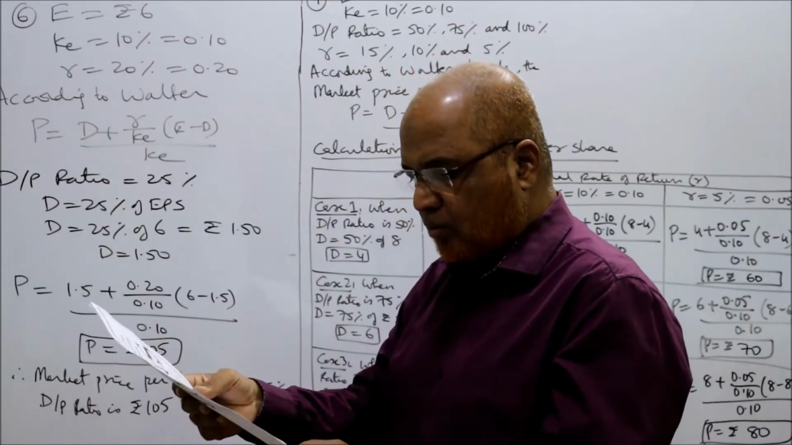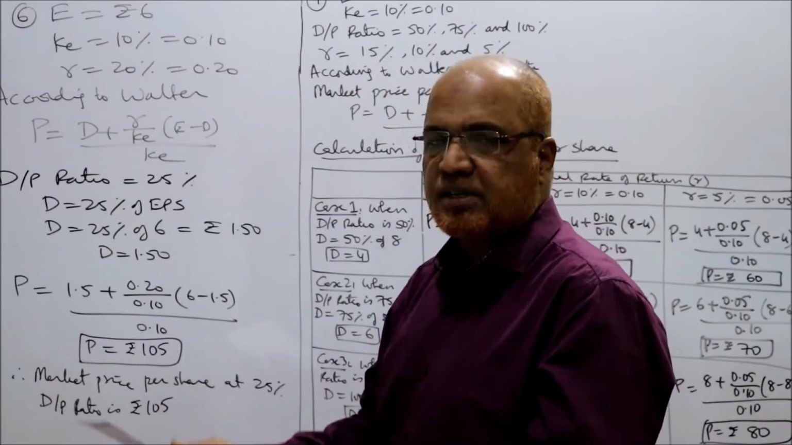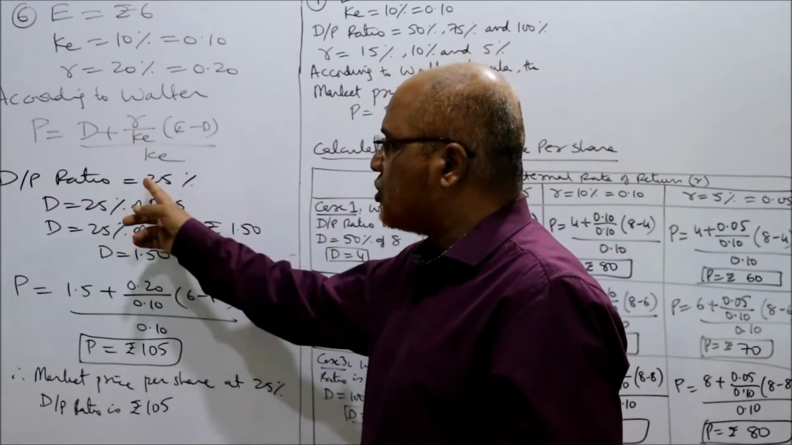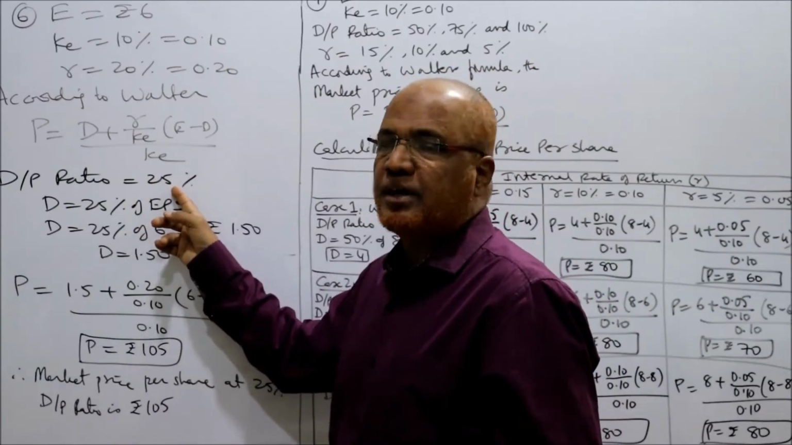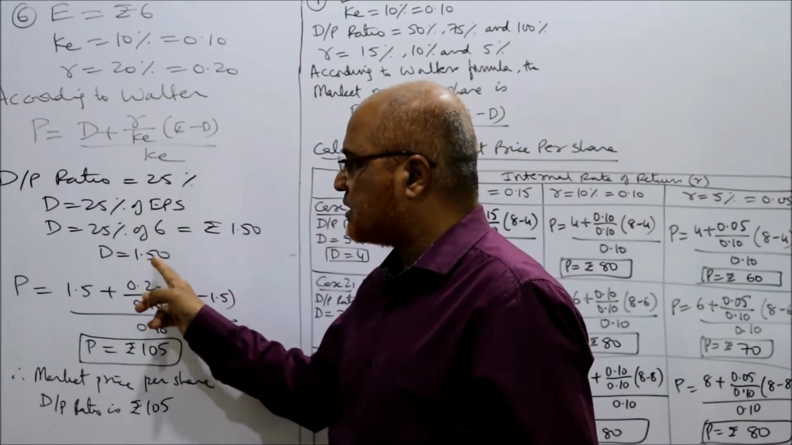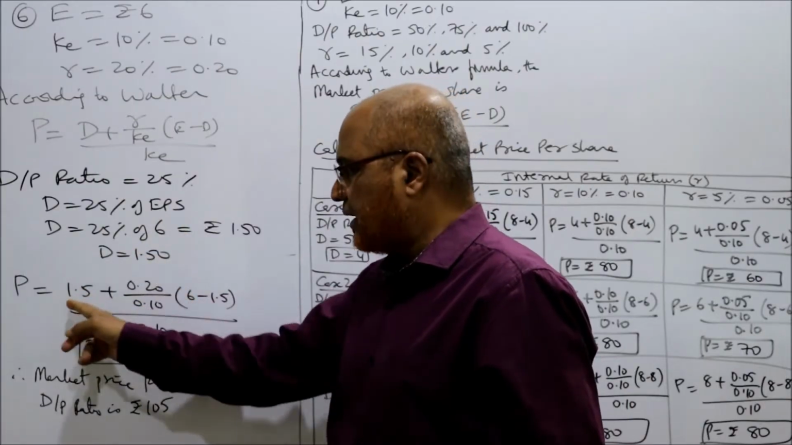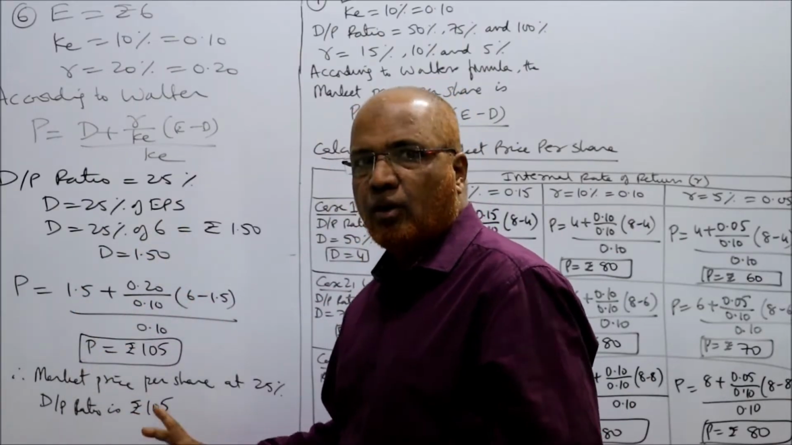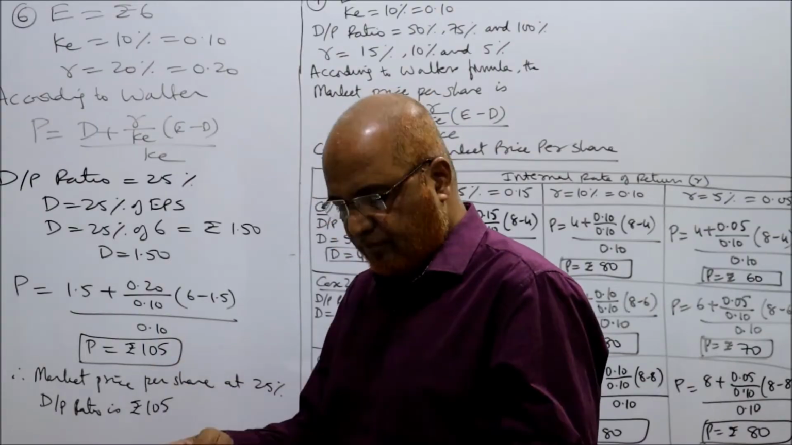According to Walter's formula, what should be the price per share at 25% DP ratio? If DP ratio is 25%, how much is the market price per share? So DP ratio 25%, 25% of EPS, it comes to 1.5. The price per share will be 105 when DP ratio is 25%.